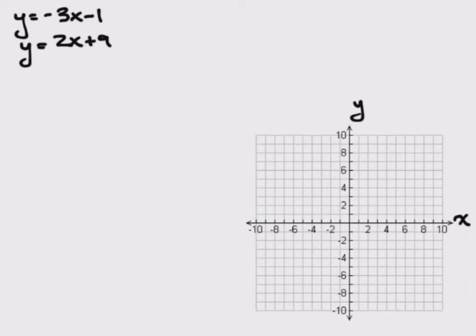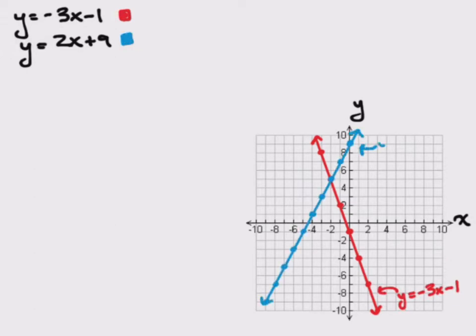Alright, consider this system of equations: y equals negative 3x minus 1 and y equals 2x plus 9. Now, we could solve this system by graphing. But that took a lot of work. That was a bit tedious. And I'm wondering, is there any other way to solve this system of equations a little bit more efficiently?